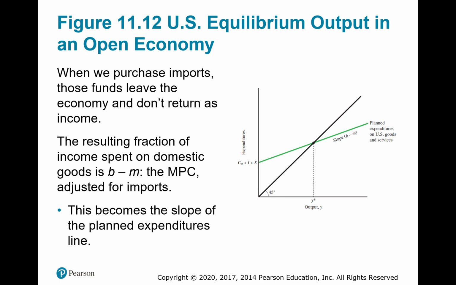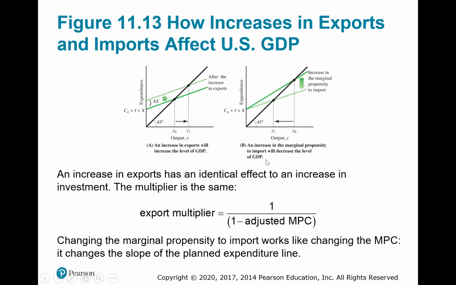This becomes the slope of planned expenditures, because if we're spending in China, we're not spending here. So an increase in exports has an identical effect to an increase in investment. We have to have an export multiplier. Oh wait, it's adjusted off of our marginal propensity to consume. It looks very similar to the multipliers we've had before: 1 minus the adjusted MPC, that is, b minus m. And this changes our propensity to import, pretty much similar to the marginal propensity to consume.